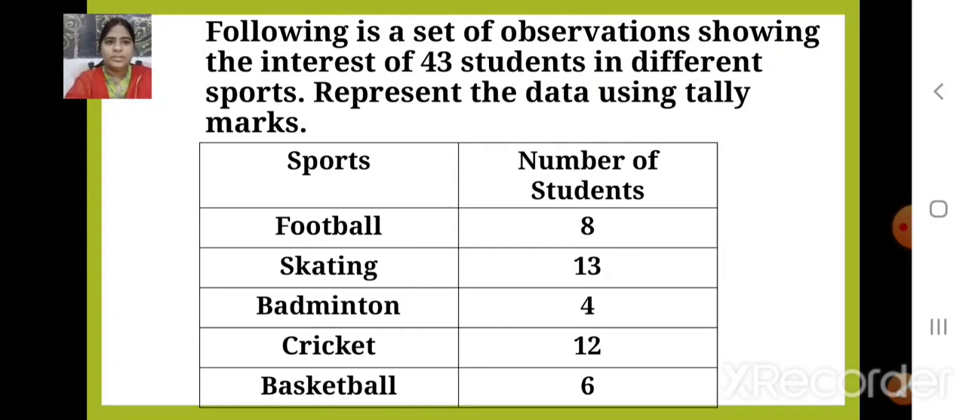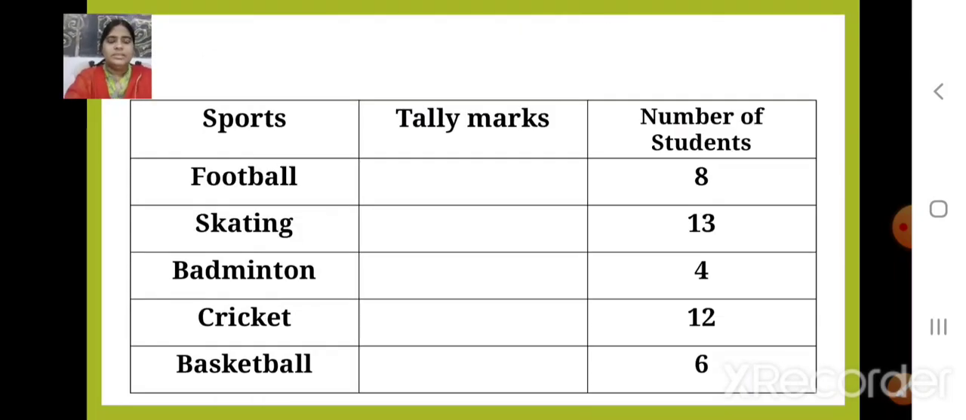Now a very important thing: we have to draw the table and there will be 3 columns. The second column will be the tally marks column. In this manner, first sports will come, then tally marks and then number of students. Now we have to put the tally marks. Let us start.